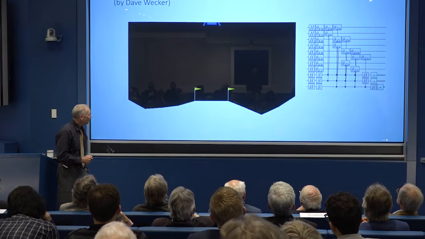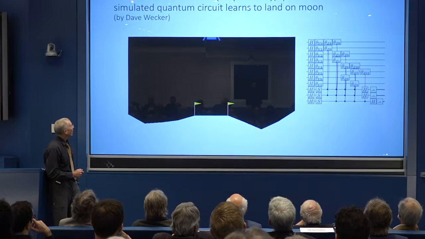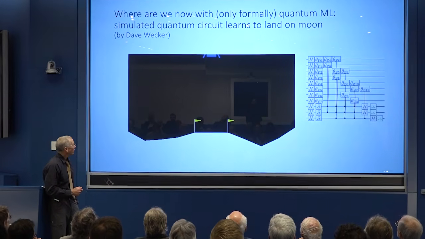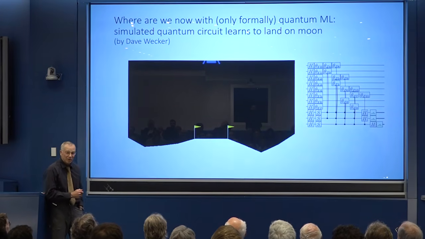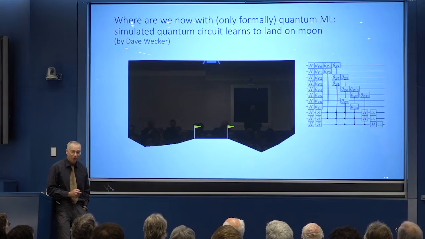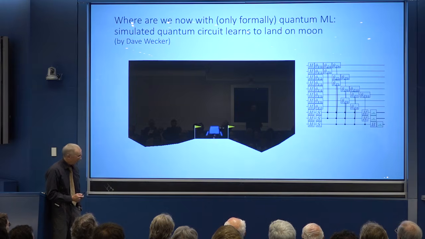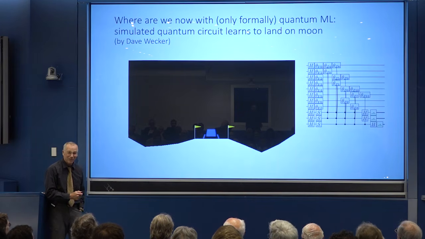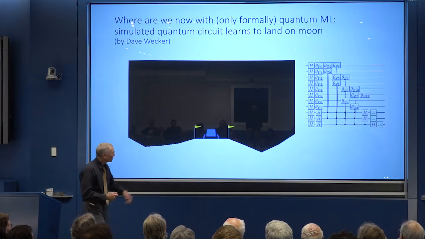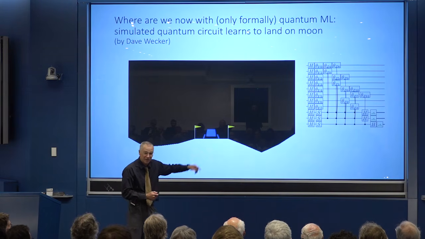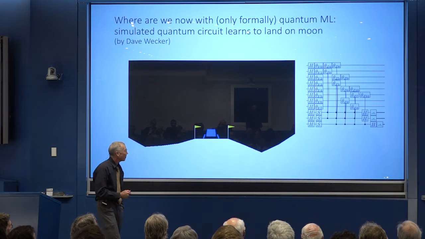So where are we? We haven't actually put this game out, but a colleague of mine, Dave Wecker at Microsoft, has trained a quantum circuit to land the lunar lander. And here it is. So what goes on in this little demonstration? That's the quantum circuit he uses, or some variation of it.